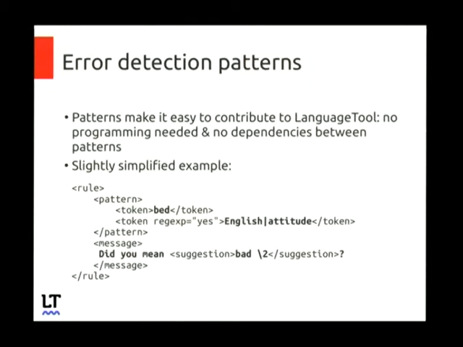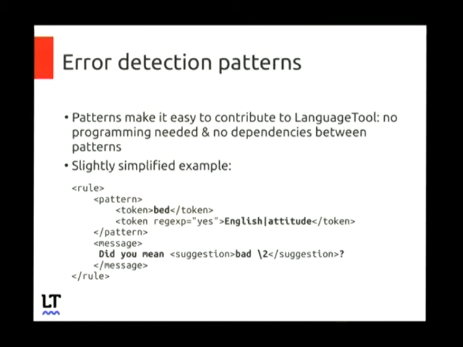Here's a slightly simplified example of a rule. A rule always consists of two parts. The first part is the pattern itself. So first I should say that error detection patterns, we internally call them rules. So a rule consists of those two parts, the pattern itself, and a message that is displayed to the user when that pattern is found in a sentence. And the pattern, again, is just a sequence. In the simplest case, it's just a sequence of words.